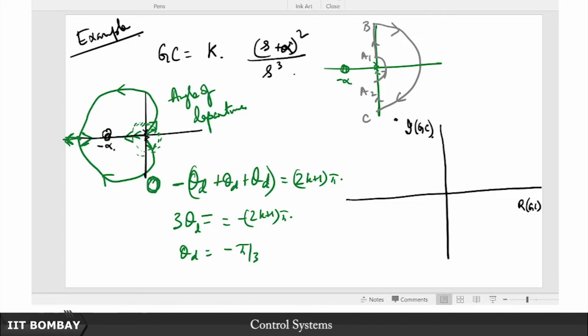These fellows still keep contributing that minus 270 degrees, but now this pair of zeros will contribute 90 plus 90, or 180 degrees. So this net contribution is minus 90 degrees. So if this is going to be your A1 prime, the map of A1 under this GC, then what about this B prime?